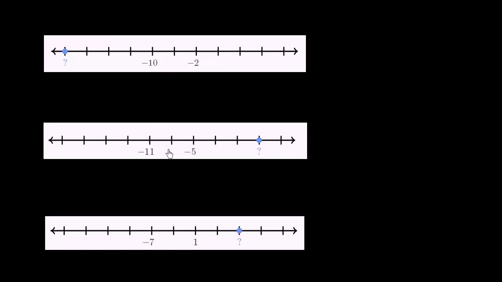We have three different number lines here, and on each number line they mark off a couple of these marks. This is -2, this is -10, -5, -11, and then we need to figure out what the blue dot represents. And as a little bit of a hint, each mark here is not necessarily incrementing by 1. It could be by more than 1.